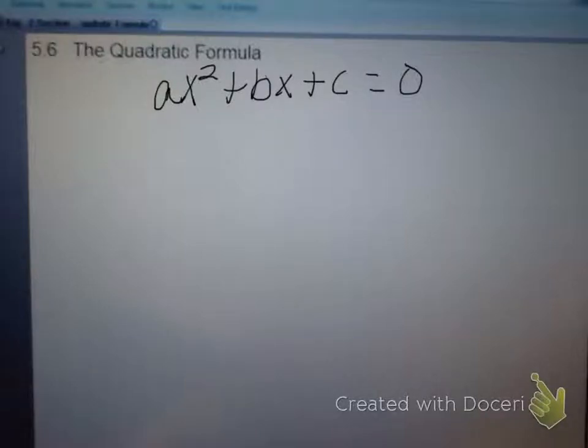Section 5.6, the quadratic formula. If we had the equation in standard form and we used the process of completing the square with this standard form, let's see what would happen. Remember, you have to have the c on the other side.